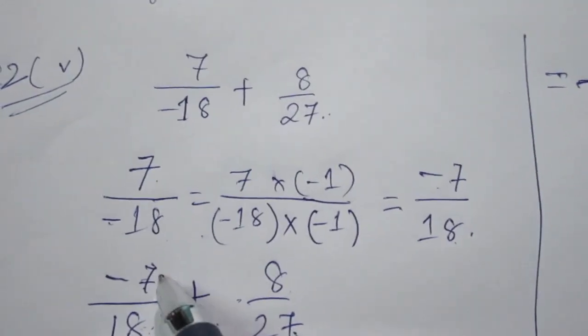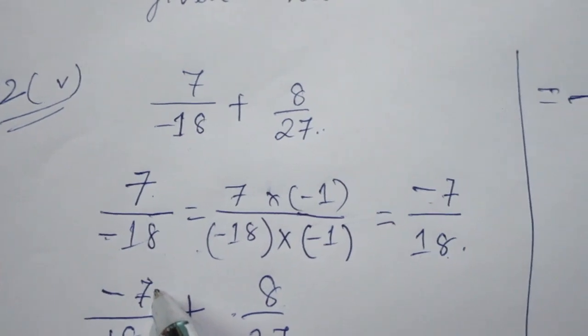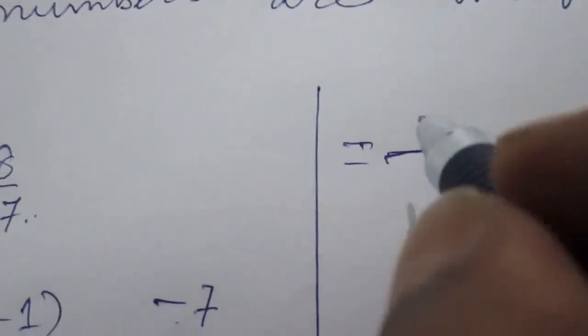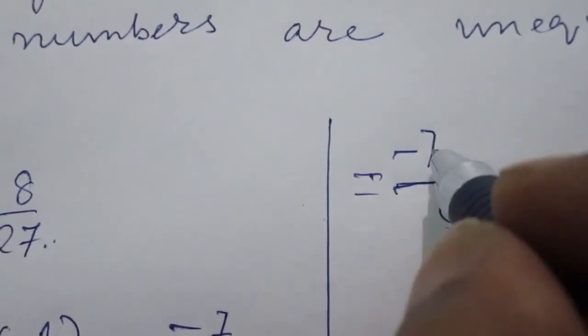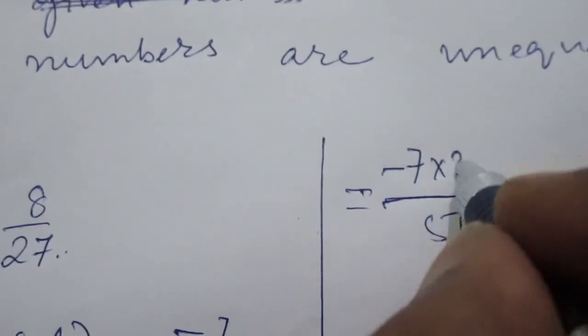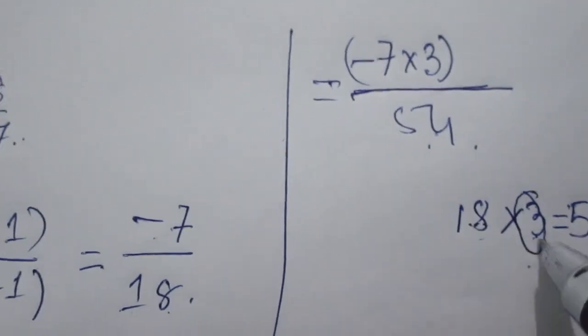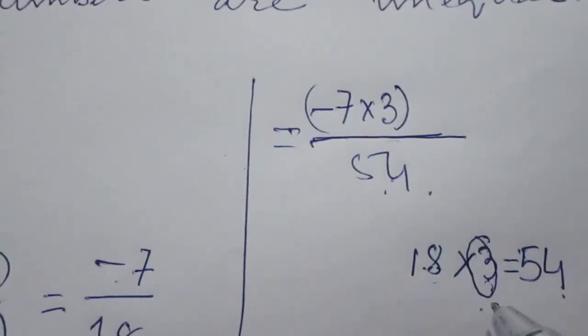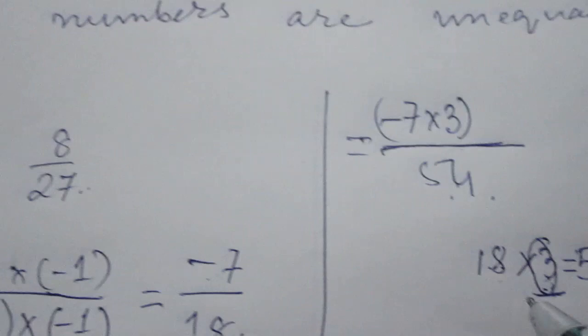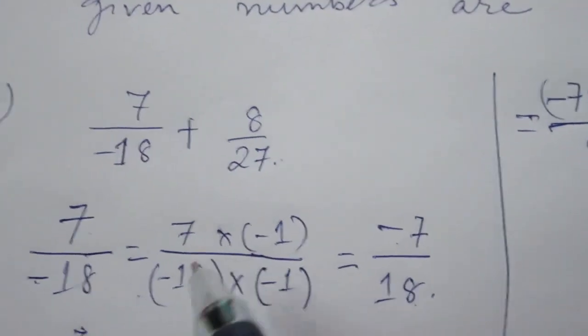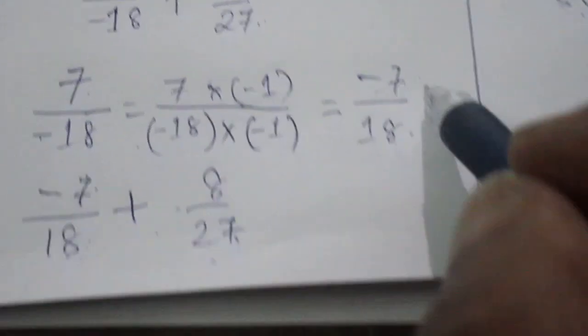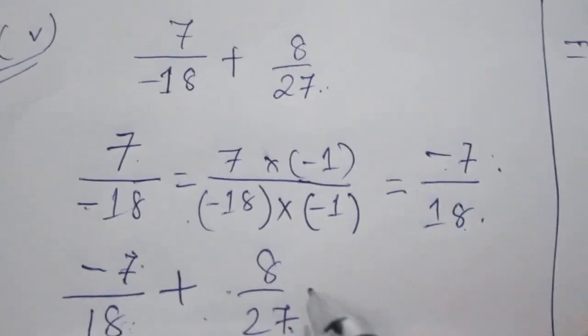So what is the numerator here? Minus 7, sorry. So we have to multiply the numerator with the number 3, because 18 into 3 will give me 54. So we have to multiply this 3 with minus 7. Minus 7.